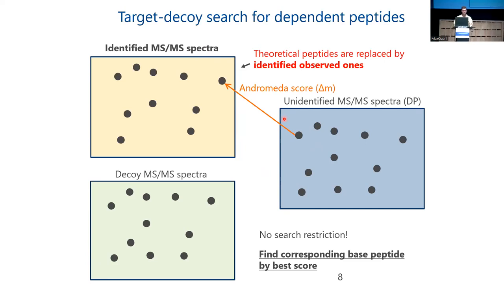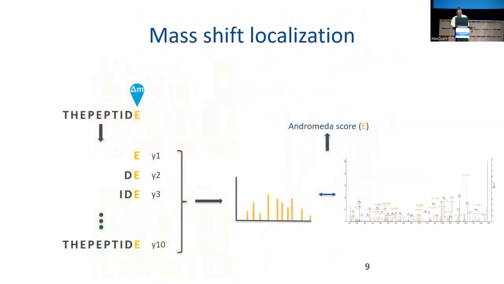But it's not a trivial task to calculate an Andromeda score for spectra with delta mass. And that's where the localization step comes in. For identified spectra, we know their corresponding sequences. We take those sequences and we artificially place a modification with delta mass on each of the amino acids in those sequences.